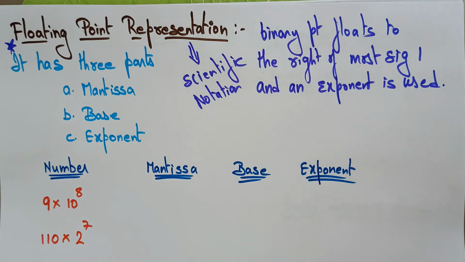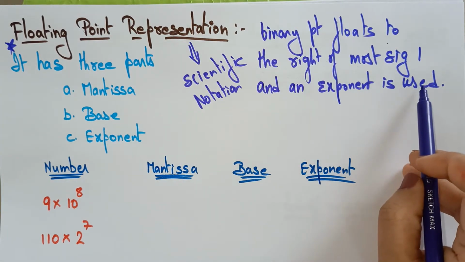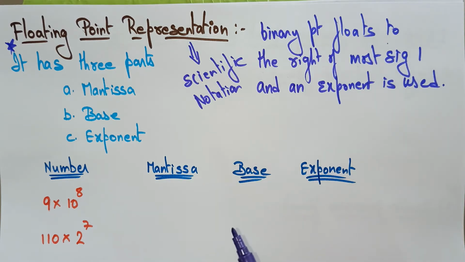Hi students, welcome back. Coming to the next point, the most important concept is the floating point representation. In the previous video, I explained the fixed point representation, where the binary point is fixed. But in the floating point representation, the binary point floats to the right of the most significant one, and an exponent is also used.